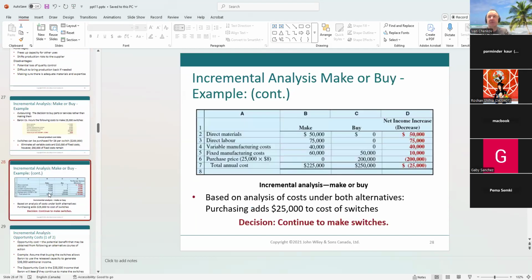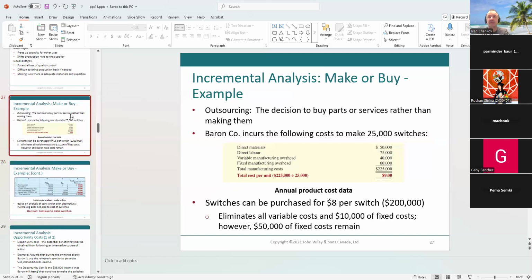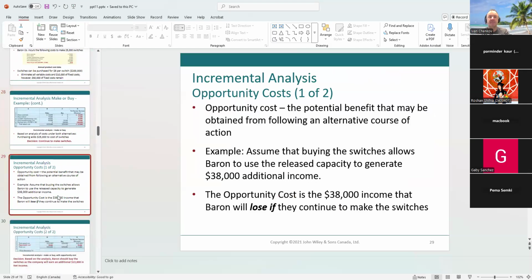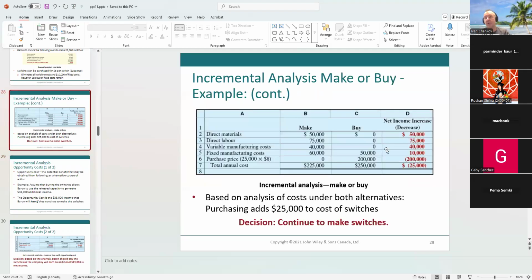Now we have this situation here. So where was that? Here, the situation, and we did this in class. I'm not going to spend time on this. However, let's go to the question now. And we saw the opportunity cost. Don't dismiss the opportunity cost. Sometimes it looks like, obviously, it's more beneficial to make it inside because you're going to save $25,000.